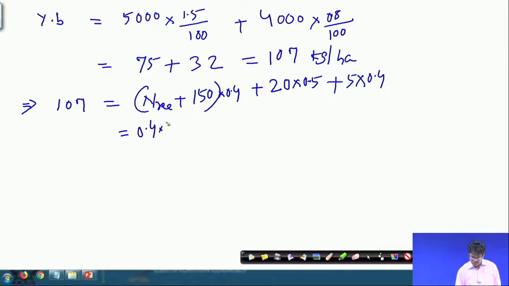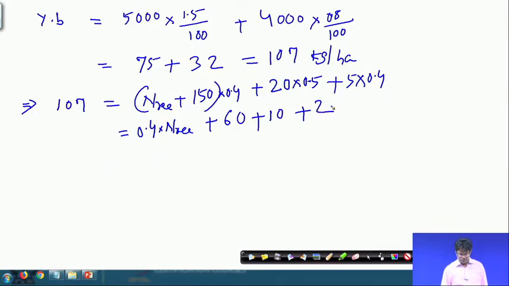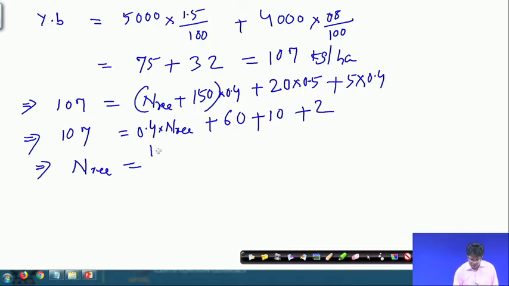So, if you see this, this is 0.4 into N recommendation plus 150 into 0.4 is 60, plus 20 into 0.5 is 10, plus 5 into 0.4 is 2. So, this is your 107. So, N recommendation from here, if you calculate how much the recommended N is, it is equal to 107 minus (60 plus 10 plus 2), that is 72, divided by 0.4.